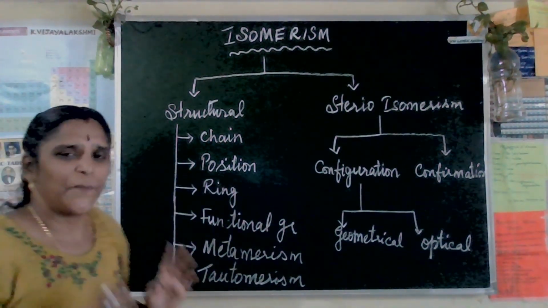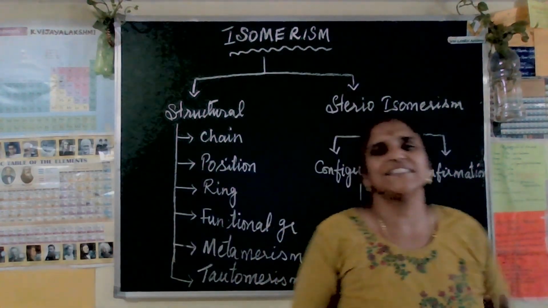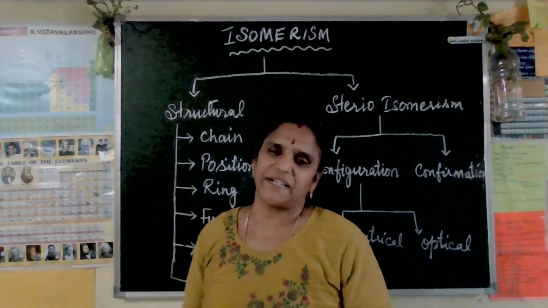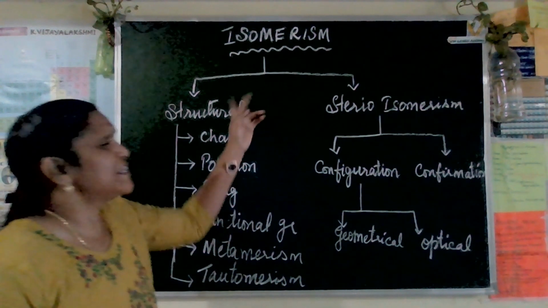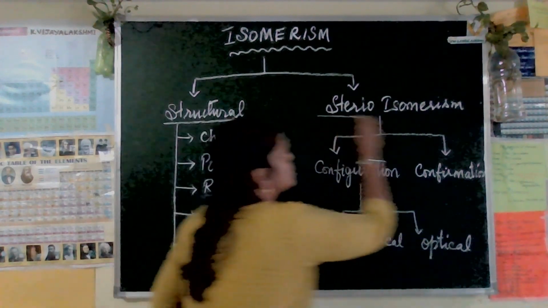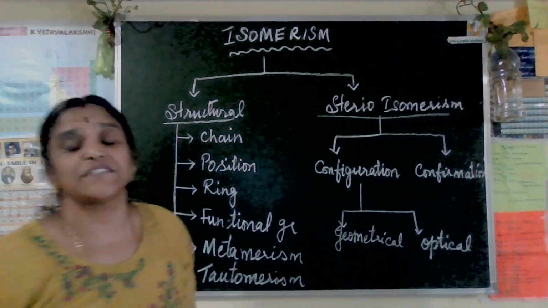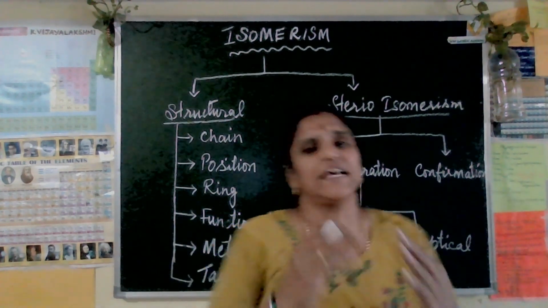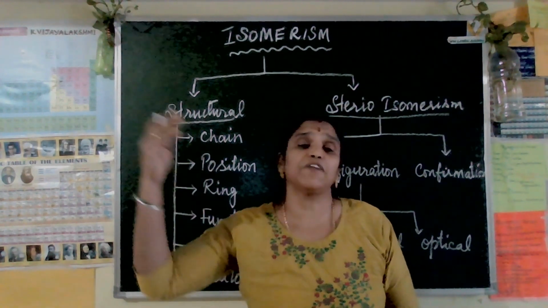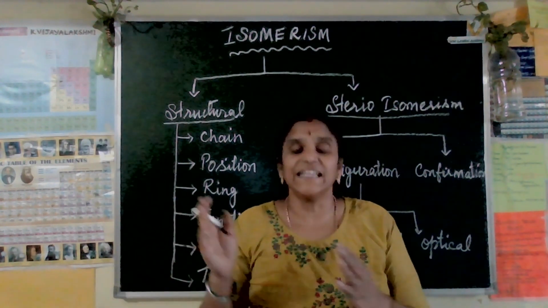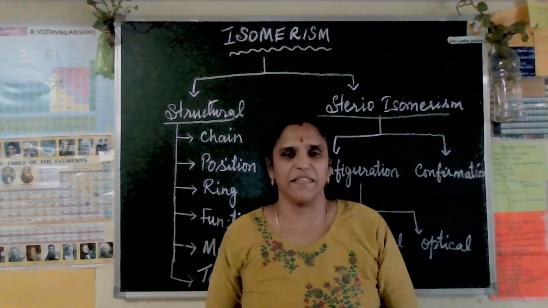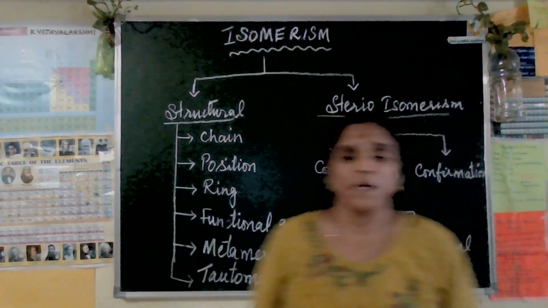So what do you mean by isomers? Isomers have the same molecular formula, but they differ in physical and chemical properties. Isomers are of two kinds: structural isomers and stereoisomers. What do you mean by structural isomers? Same molecular formula but different structural formula: different connectivity, different position, different functional group. In that same molecular formula, there will be different categories. That is structural isomerism.